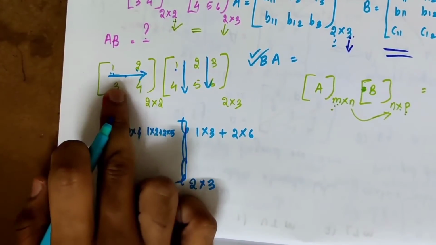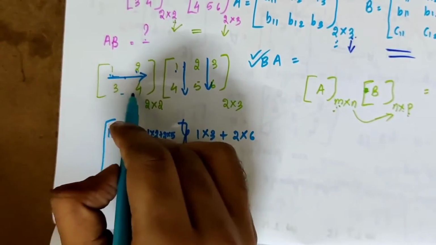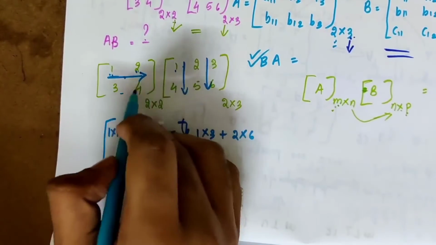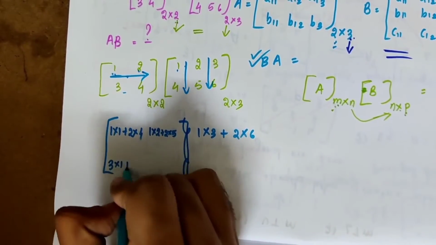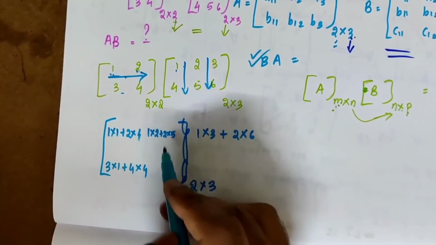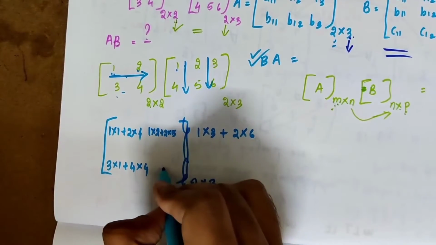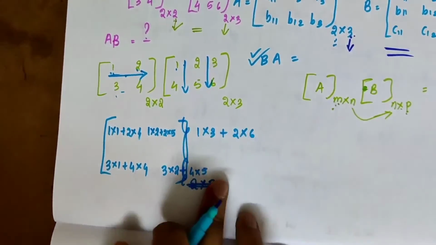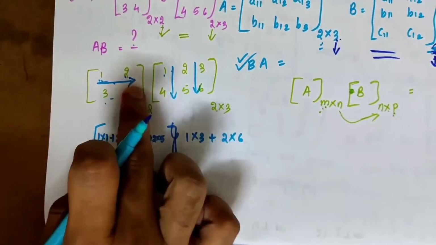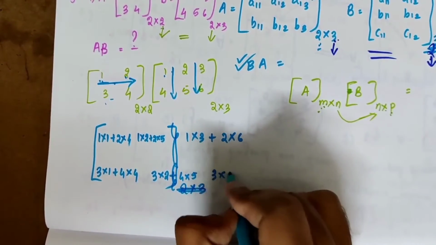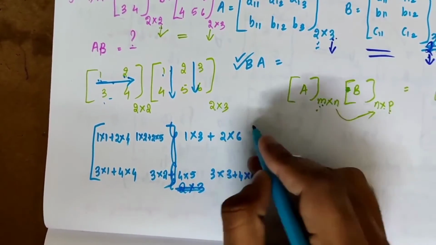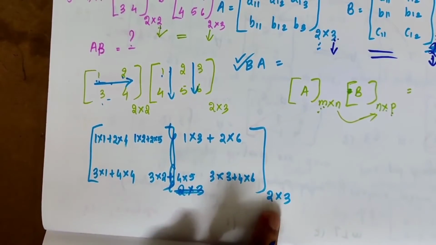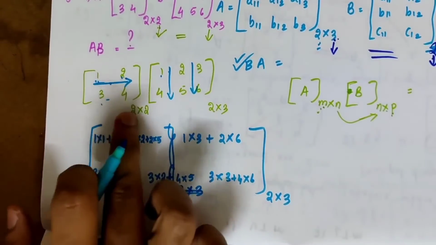Next, I have to get the second row. For the second row, you multiply the second row of the first matrix with each and every column. In the same way, 3 into 1 plus 4 into 4. Next one is 3 into 2 plus 4 into 5. Then 3 into 3 plus 4 into 6. Very simple. What was the order we were getting? 2 cross 3. See, the order is satisfied: you have got 2 rows and 3 columns.